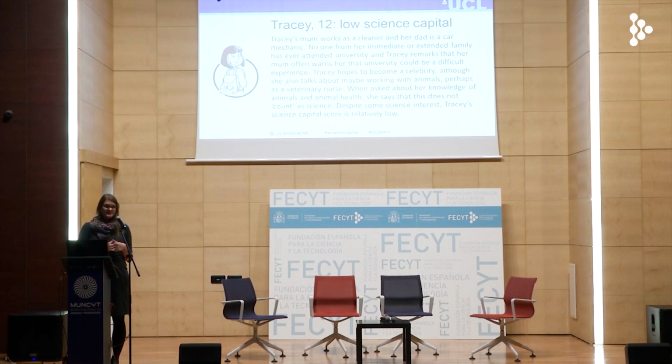Tracy, on the other hand, illustrates what a lower science capital might look like. Tracy's mom works as a cleaner, and her dad is a car mechanic. No one from her immediate or extended family has ever attended university. And Tracy remarks that her mom often warns that university could be a difficult experience. Tracy hopes to become a celebrity, although she also talks about maybe working with animals, perhaps as a veterinary nurse. When asked about her knowledge of animals and animal health, she says that this does not count as science, so she doesn't think of herself as being sciencey or having science interests. So despite some interests, we'd say that Tracy's science capital score is relatively low.